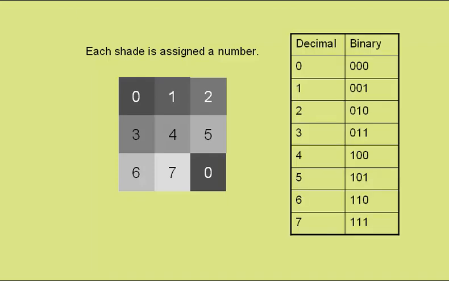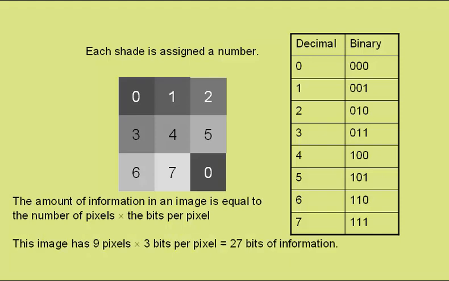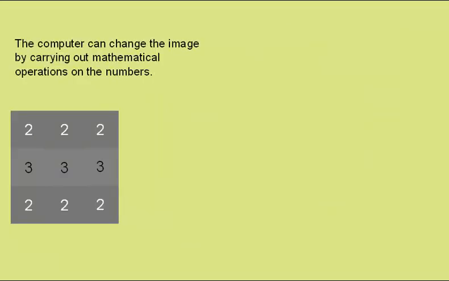I've listed here the binary equivalents for the decimal numbers 0 to 7. The amount of information in an image is equal to the number of pixels multiplied by the number of bits per pixel. So in this case we have 9 pixels and 3 bits for each pixel, which is 27 bits of information. Computers are very good at manipulating numbers, and now we have our image stored as a series of numbers. The computer can change the image by carrying out mathematical operations on these numbers.